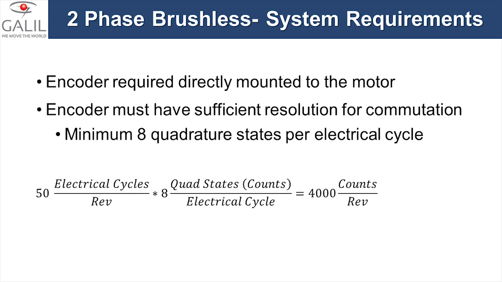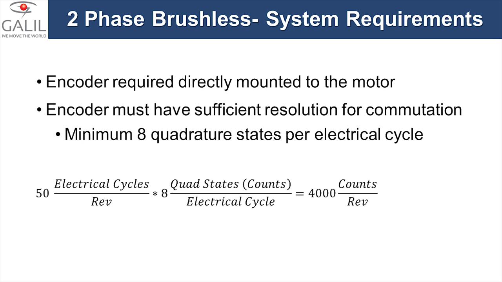In order to achieve high bandwidth, the encoder must be mounted on the back of the motor, just like a brushless servo. This eliminates any resonance between the motor and the encoder. Also, the encoder must have sufficient resolution to allow the amplifier to properly commutate the motor. This means there must be at least 8 quadrature states per electrical cycle.